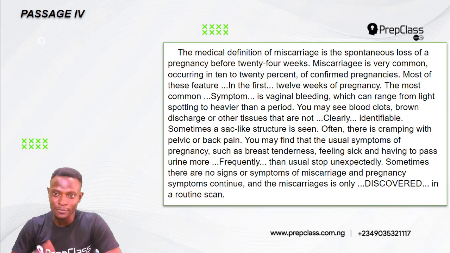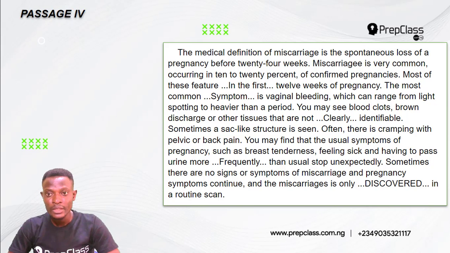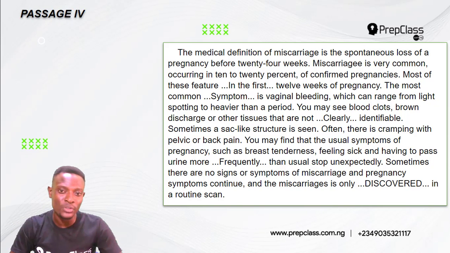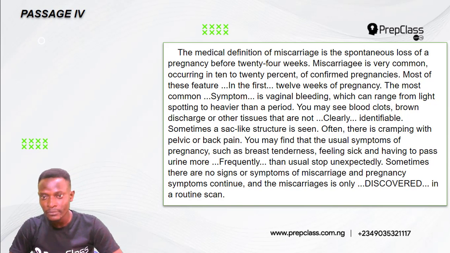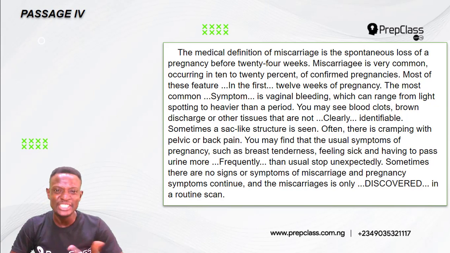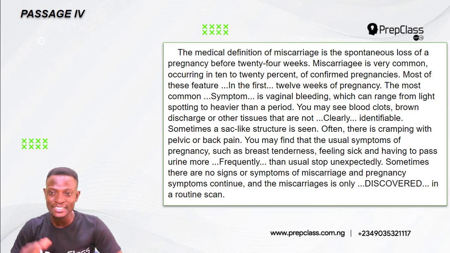The medical definition of miscarriage is the spontaneous loss of a pregnancy before 24 weeks. Miscarriage is very common, occurring in 10 to 20% of confirmed pregnancies. Most of these feature in the first 12 weeks of pregnancy. The most common symptom is vaginal bleeding, which can range from light spotting to heavier than a period. You may see blood clots, brown discharge, or other tissues that are not clearly identifiable. Sometimes a sac-like structure is seen. Often there is cramping with pelvic or back pain.